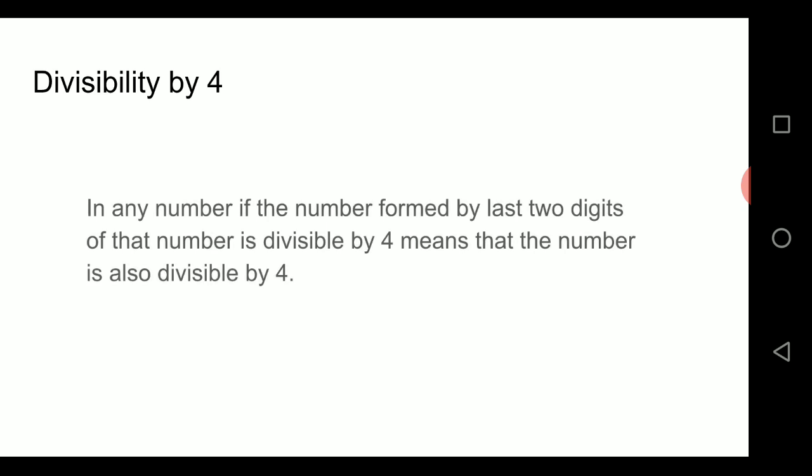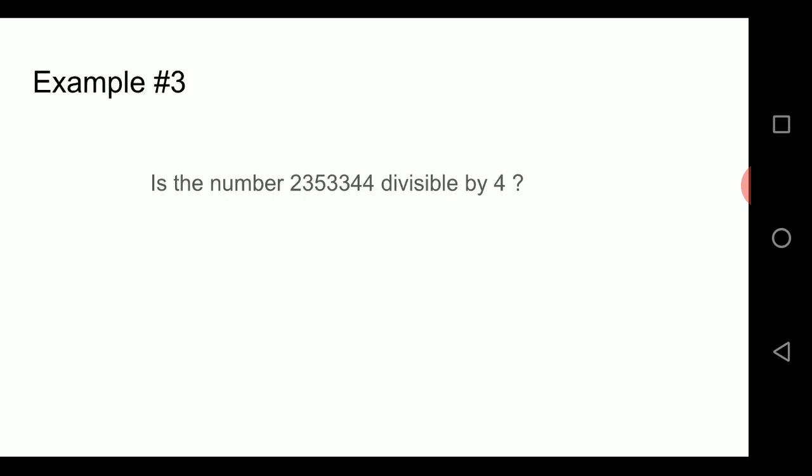Now let's talk about divisibility by 4. If the number is a big number, look at the last two digits. If the last two digits of the number are divisible by 4, then the number is also divisible by 4. So let's find out: is the number 2353344 divisible by 4 or not?